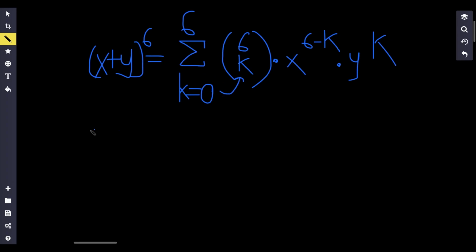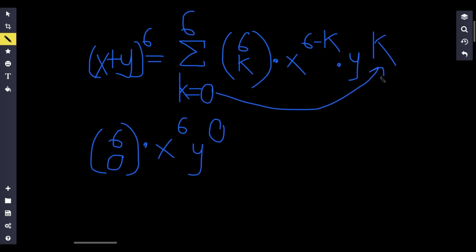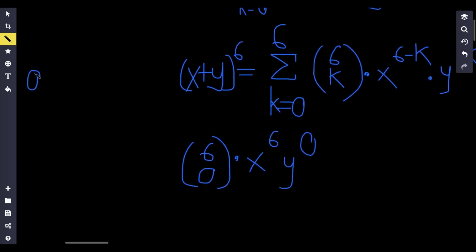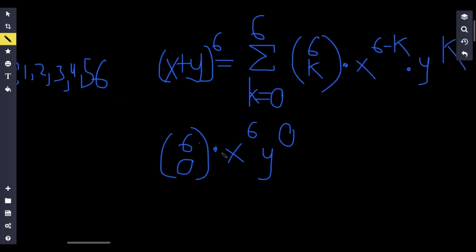When k is equal to 0, we have 6 choose 0 times x^(6−0), which is just x^6, times y^0, because k is equal to 0. Everywhere we see a k, we just substitute 0 in. Then we go to 1, because the summation is from 0 to 6. So we're plugging in the integers from 1 to 6, going through all of them one at a time.